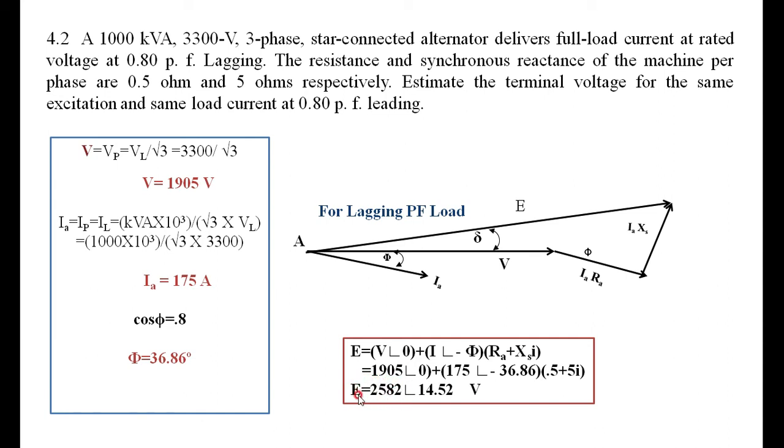This excitation voltage remains constant, then I am connecting the leading power factor load, then what should be this terminal voltage V? That is, if the load is changing from lagging to leading, keeping the excitation voltage constant, what should be the terminal voltage for leading power factor load of 0.8? That is our intention. Therefore, the generated voltage E, 2582, you are keeping constant. Then we have to find out the value of V now.